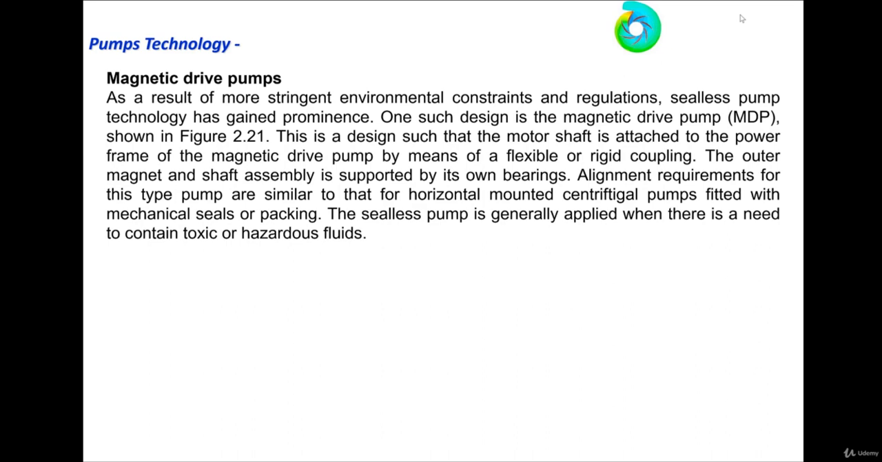In this design, the motor shaft is attached to the power frame of the magnetic drive pump by means of a flexible or rigid coupling. The outer magnet and the shaft assembly are supported by their own bearing. Alignment requirements for this type of pump are similar to those for a horizontally mounted centrifugal pump fitted with a mechanical seal or packing. The sealless pump is generally applied when there is a need to contain toxic or hazardous fluid.